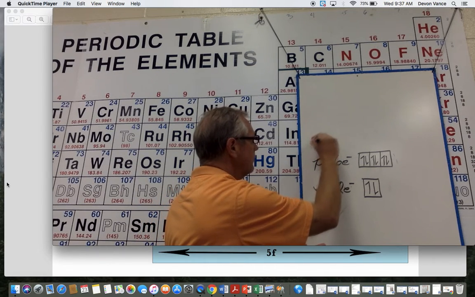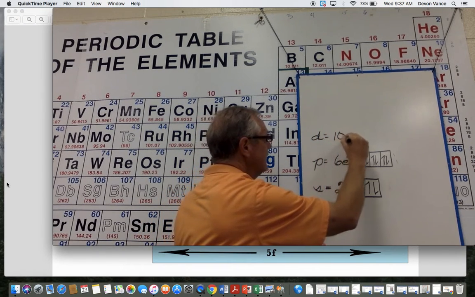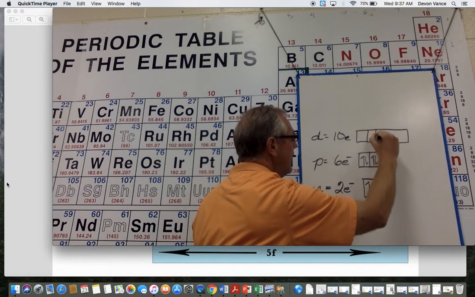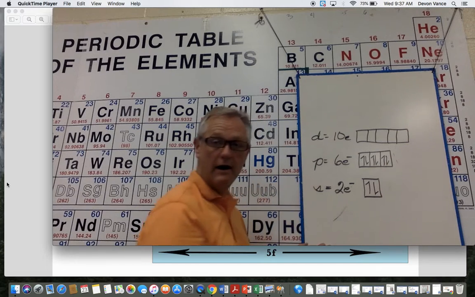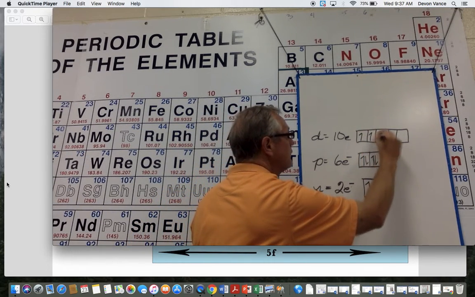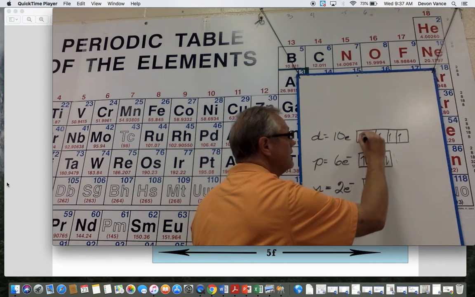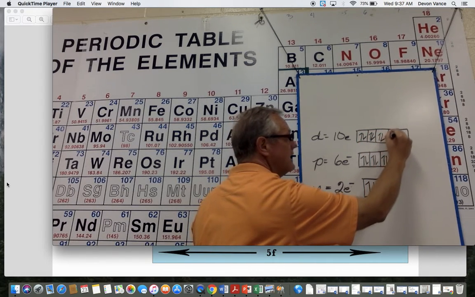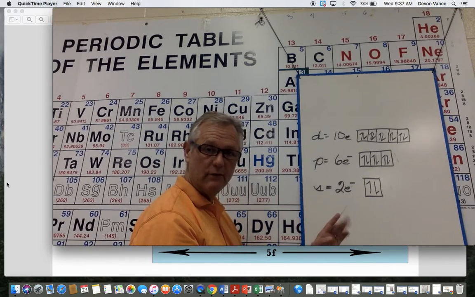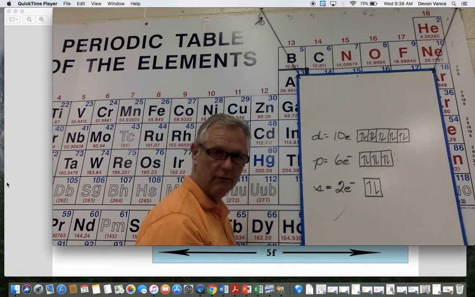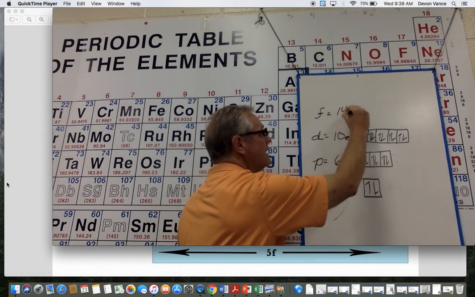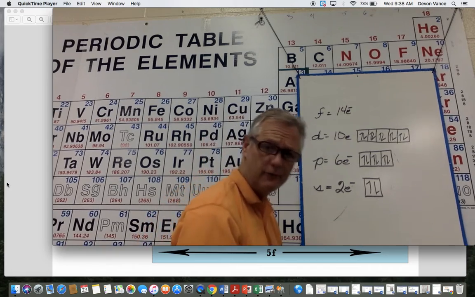The d orbital has 10 electrons, and it's going to have a total of 5 boxes. And again, 1, 2, 3, 4, 5, 6, 7, 8, 9, and 10. So they all go in one at a time, one per box, before they start doubling up. The last one is the f orbital, and it has a total of 14.